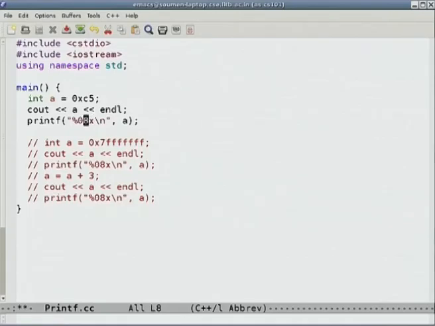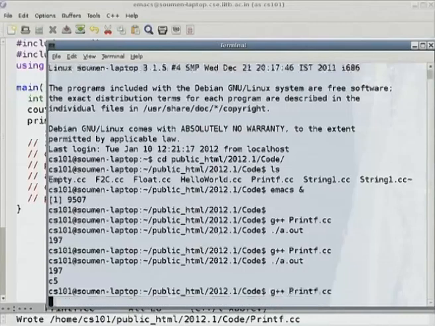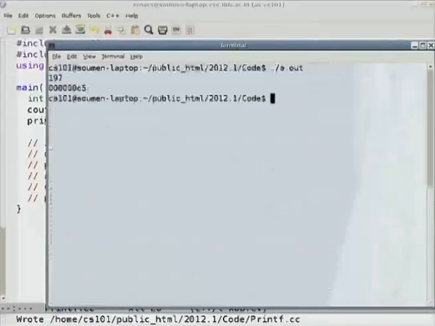So I can say that by saying the field width to print is 8, and in case there are leading zeros, print them also. Okay. So I say percentage 08x and the new line. If I compile that and run it, I get all the leading zeros and then C5.